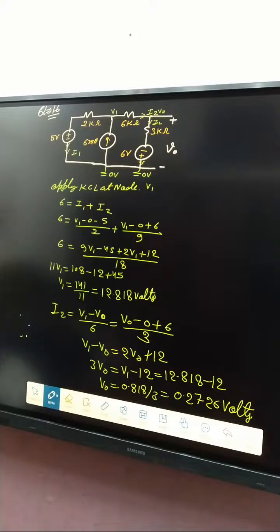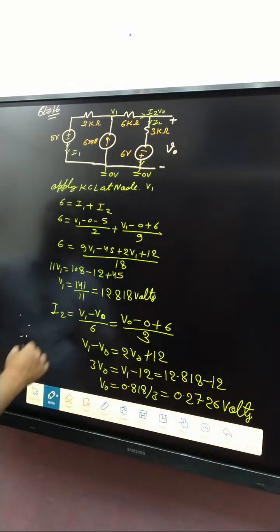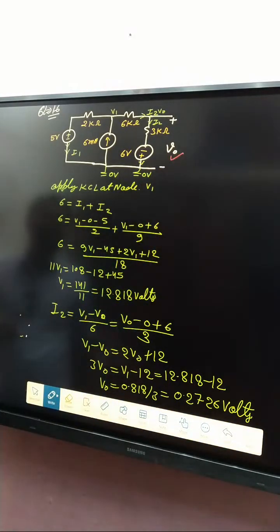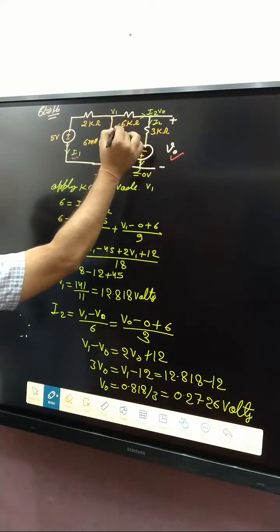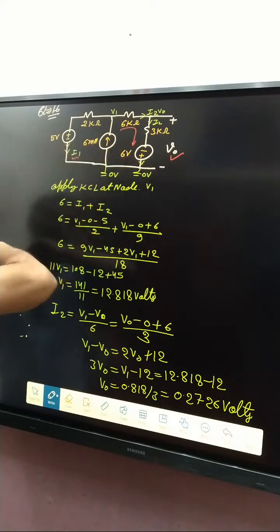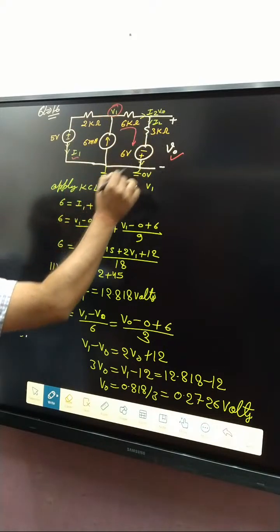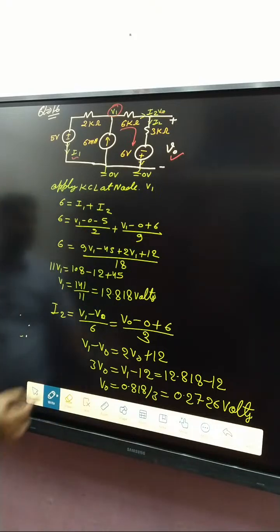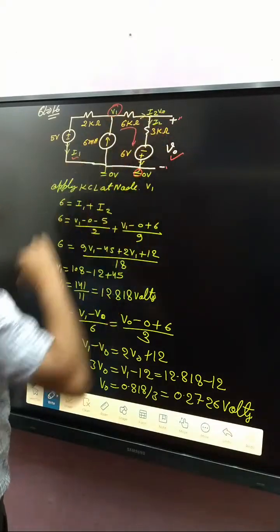Now, if your doubt is clear, let us recap. Our motto is to determine V naught. We have decided the branch currents, here I1, here I2. After that, node voltage: this is node voltage V1 and this one is V naught. Why? Because this one is 0 voltage and that is V naught.